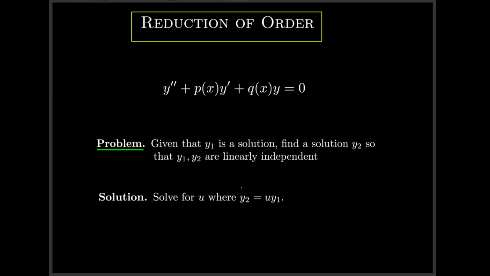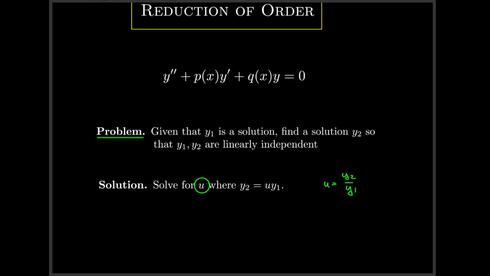Okay, so what is the solution? Well, we're actually going to solve for a different function, a function u. And u is basically just going to be equal to y2 divided by y1. So we're going to solve for that function instead. Because then, if we can solve for such a function, we can solve for y2, just because y2 is equal to u times y1. And we know what both u and y1 are. Okay, so let's see how this works in practice.